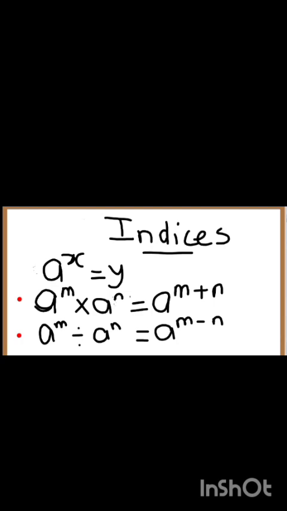Today I would like us to look at indices. Now, a number is said to be written in index form if it is of the form, let's say, a raised to the power x equal to y. This a is called the base. This x is called the power or index or exponent.